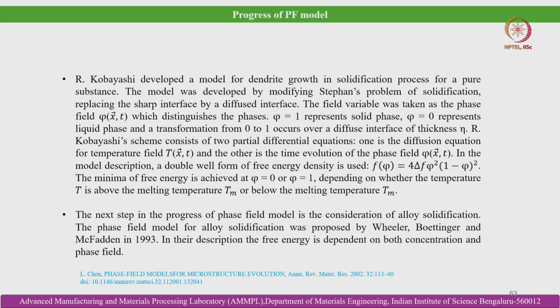So, the field variable was taken as the phase field variable, that is phi(x, t), a function of both space and time, the phase field variable which distinguishes the phases. Here phi equal to 1 represents the solid phase and phi equal to 0 represents the liquid phase, and the value of phi transitions between 0 and 1 when moving from the liquid phase to the solid phase. That is why it is also called a diffused interface, because the transition of the phase field variable phi from 0 in liquid to 1 in solid happens over a diffused interface of thickness eta.